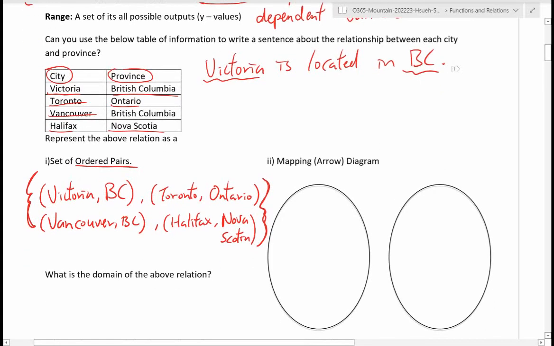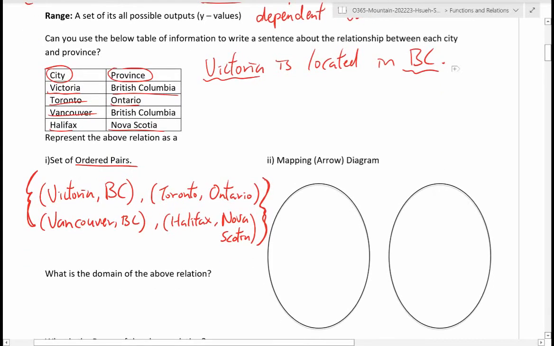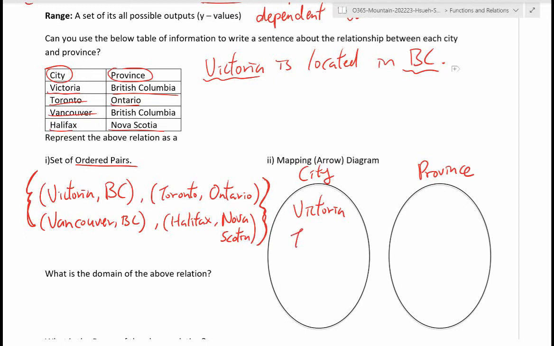Now the next way we can represent the relation is a mapping diagram, sometimes called an arrow diagram. We have 2 bubbles. The first bubble represents the first set, in this case city, and the second bubble represents the second set, which is province. What we're going to do is list out all the elements within that set. So Victoria, Toronto, Vancouver, and Halifax.